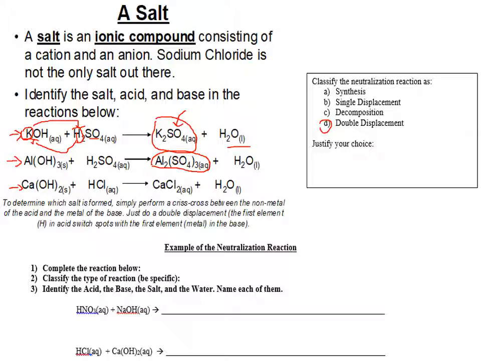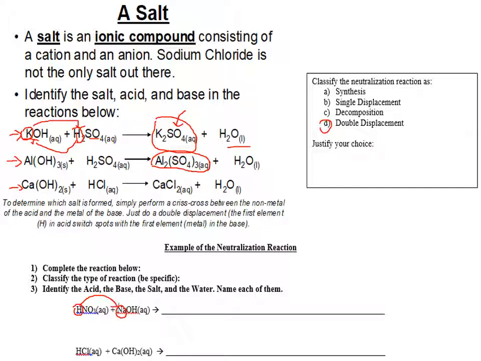You should be able to predict the products of neutralization reactions, just like you would for double displacements. And if you're asked to balance them, you should be able to balance them as well. So just to walk you through this one more time, you circle the H of the acid, circle the metal of the base.